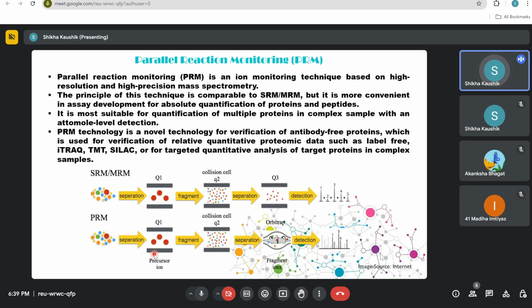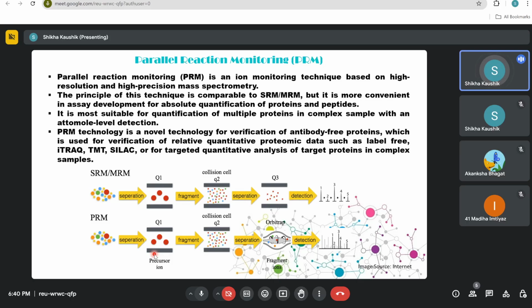Parallel reaction monitoring is an ion monitoring technique based on high resolution and high precision mass spectroscopy. The principle of this technique is comparable to SRM and MRM. I said that both these techniques are quite similar. The only difference is that there you are studying only a single daughter ion, but here you are studying all the daughter ions. But it is more convenient in assay development for absolute quantification of proteins and peptides.